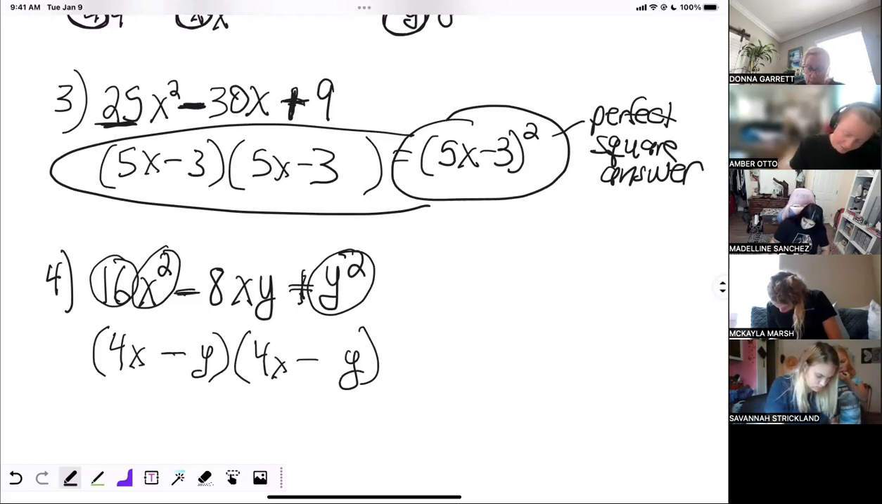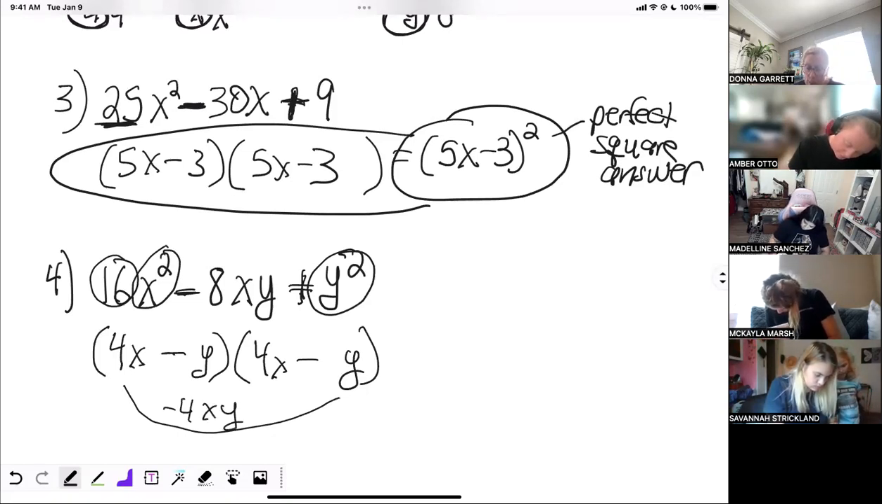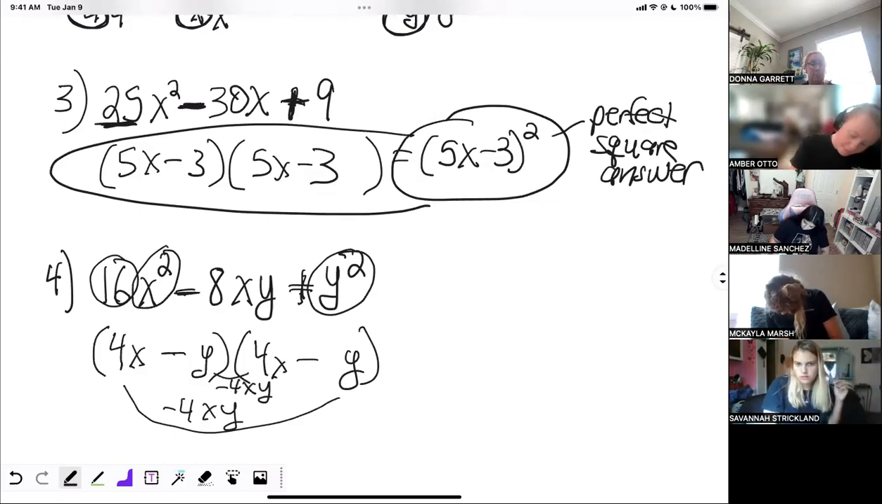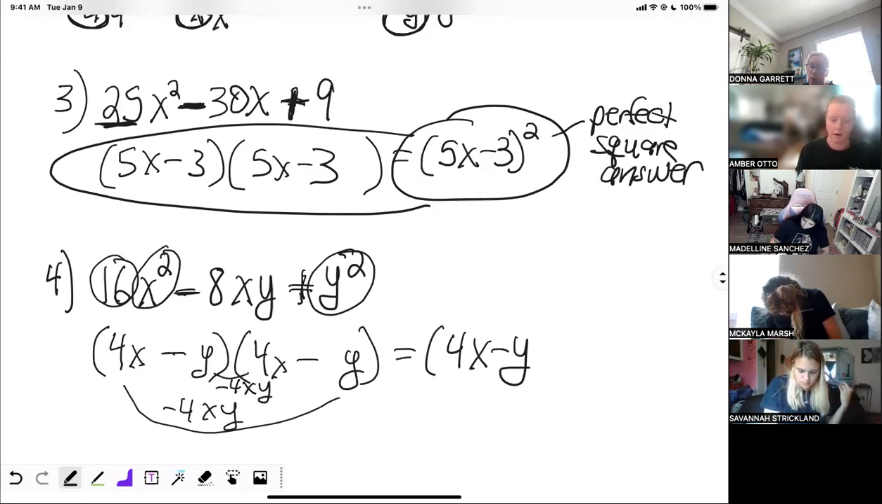If I check it, that's 4xy or negative 4xy. This is negative 4xy, and I get my negative 8xy. They sort of kind of fall right in place. But I can write it that way, or I can do 4x minus y squared.